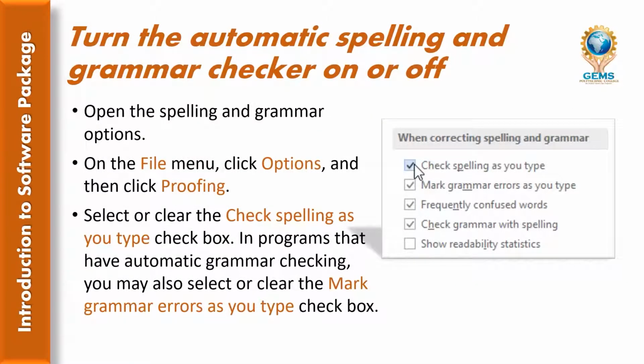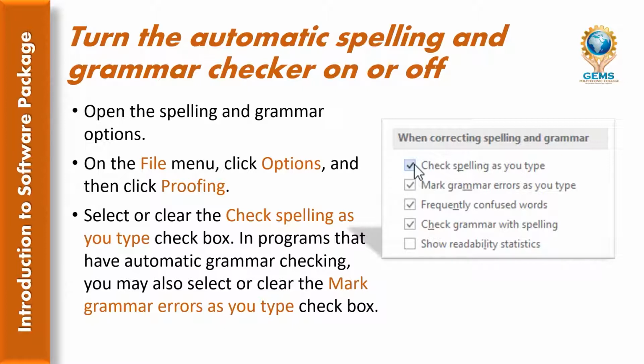So turn the automatic spelling and the grammar checker on or off. How to turn the automatic spelling and the grammar checker on or off? There are steps to follow. Open the spelling and grammar options. Then on the file menu, click options and then click proofing. Select or clear the check spelling as you type checkbox.